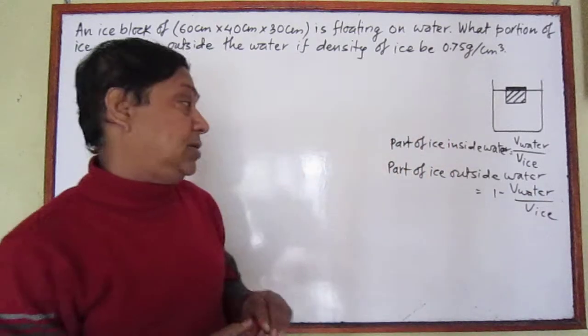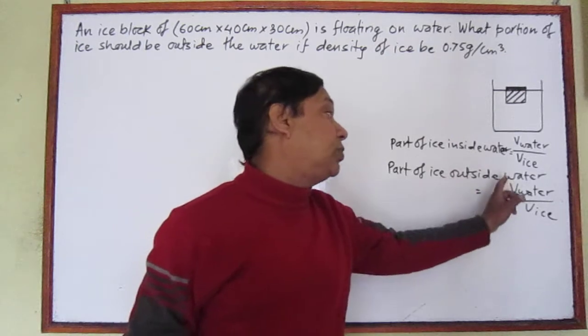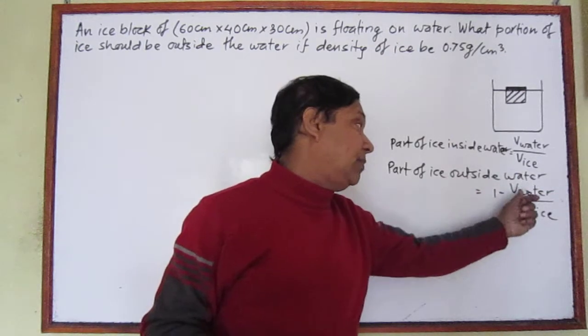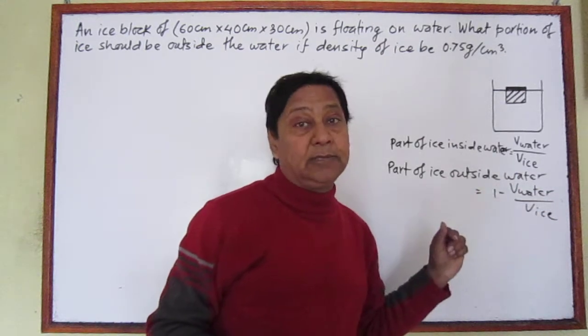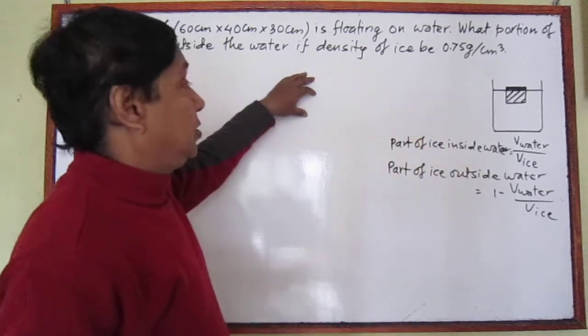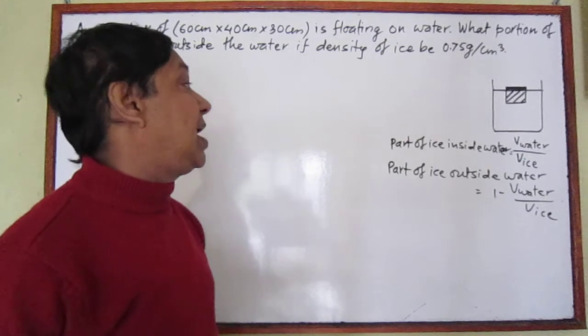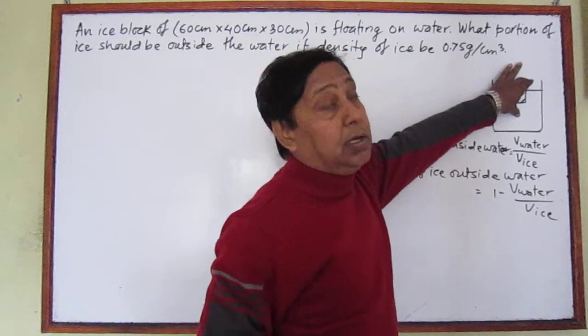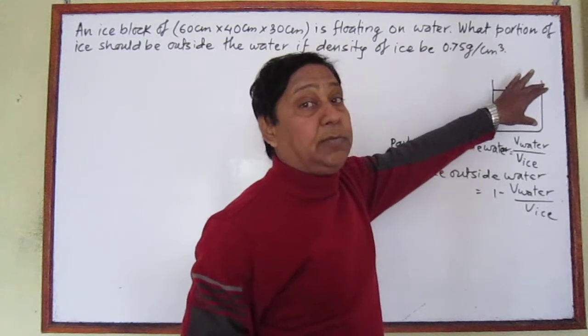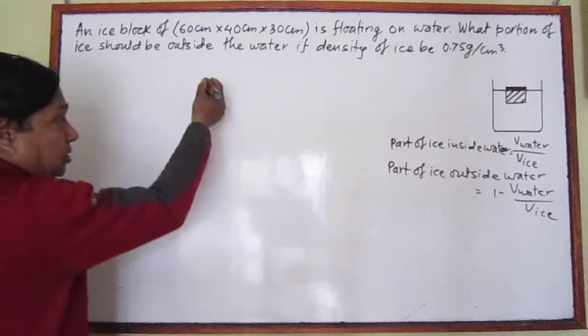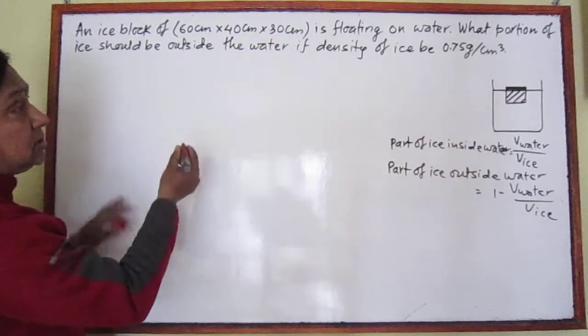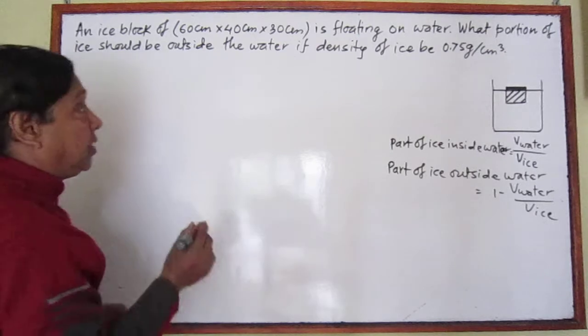Now our target is to find this part of ice outside water. This is 1 minus V water upon V ice. For this, I want to start from the principle of flotation. The principle of flotation says that in every floating body, the weight of the floating body is equal to the weight of displaced liquid. So I want to start from this. We can use this equation for every floating body.